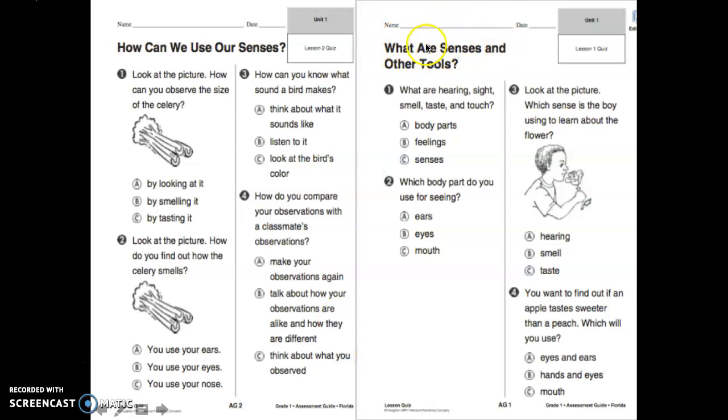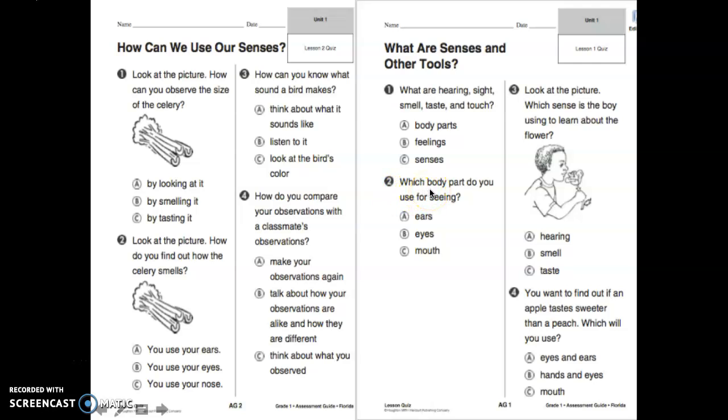On this side, this heading says, what are senses and other tools? Number 1, what are hearing, sight, smell, taste, and touch? Are they A, body parts? Are they B, feelings? Or are they C, senses?